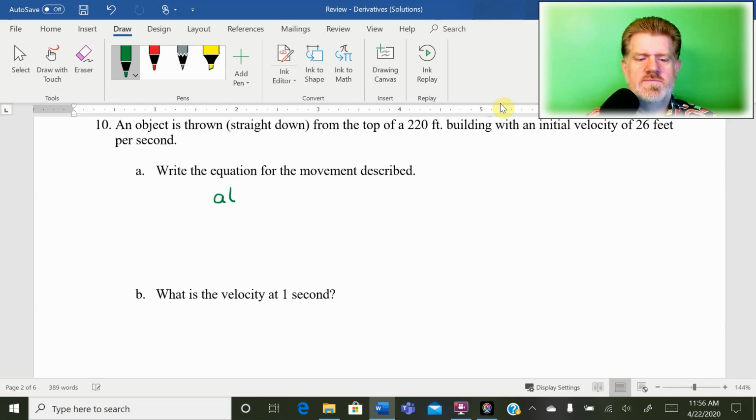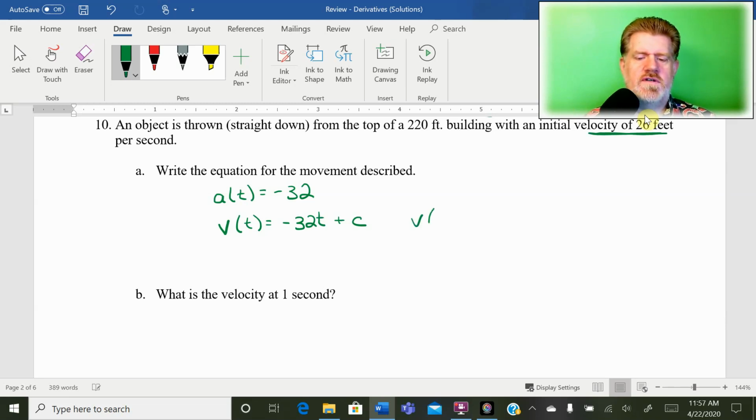So you probably don't, well, some of you do, remember acceleration in feet is negative 32 feet per second squared. Okay, so that's the acceleration. If I have acceleration, how do I get to velocity? Well, basically I take its antiderivative. What function would give me negative 32 as a derivative? So negative 32t plus some constant. Remember that constant is your initial velocity.